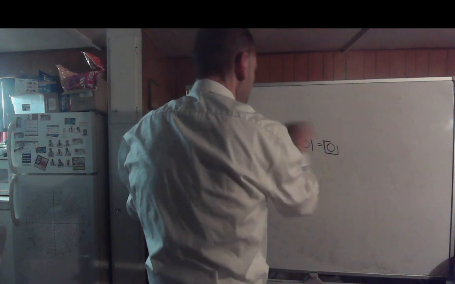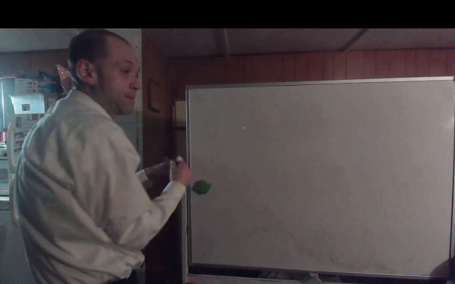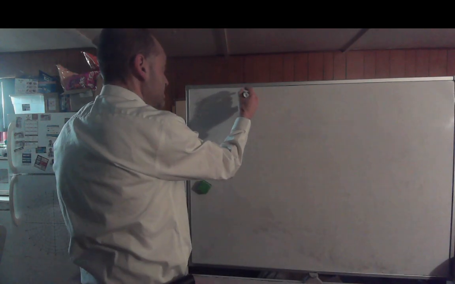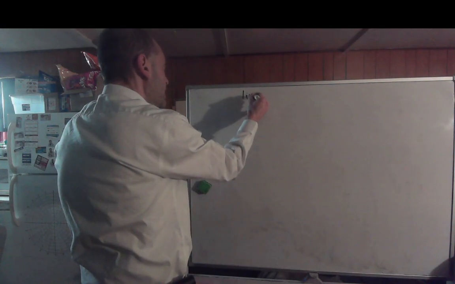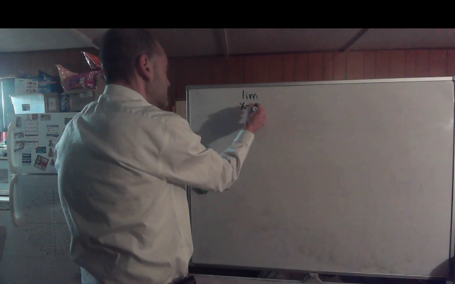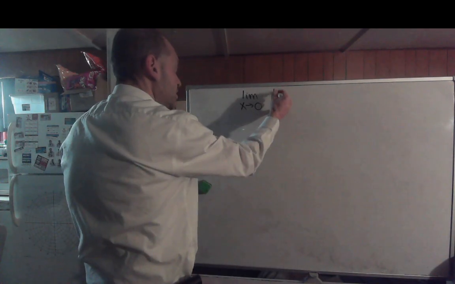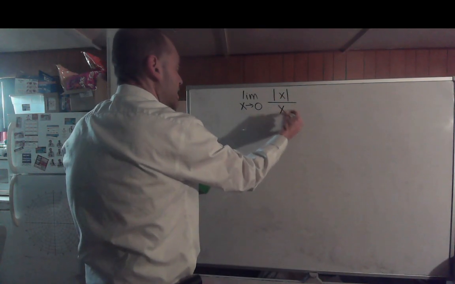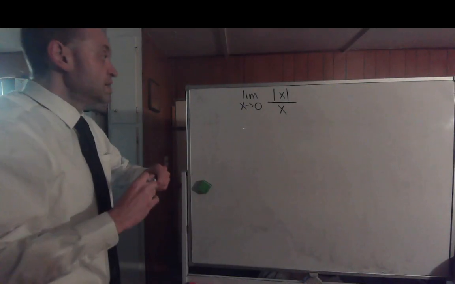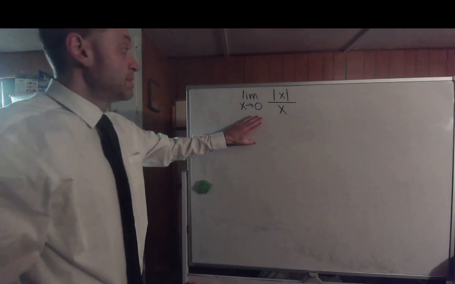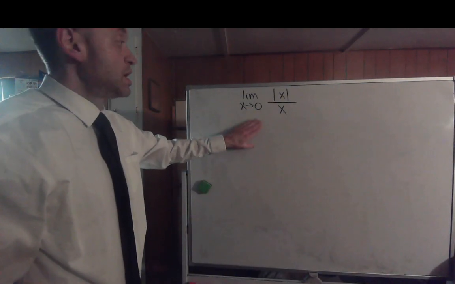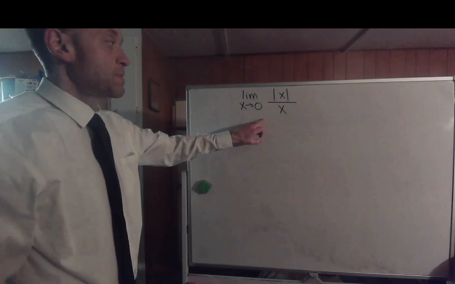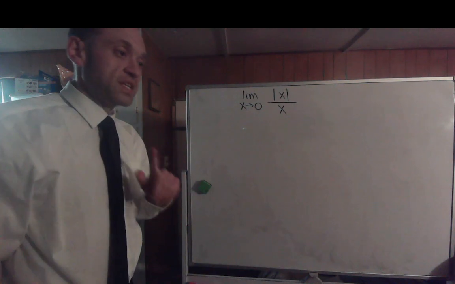Now, again, if it's just a basic absolute value function, you can use direct substitution. Where it gets a little hairy is when you have rational absolute value functions, which is going to be the main theme of this lesson. Let's say you were asked to find the limit as x approaches 0 of the absolute value of x divided by x. Well, let's first consider something.